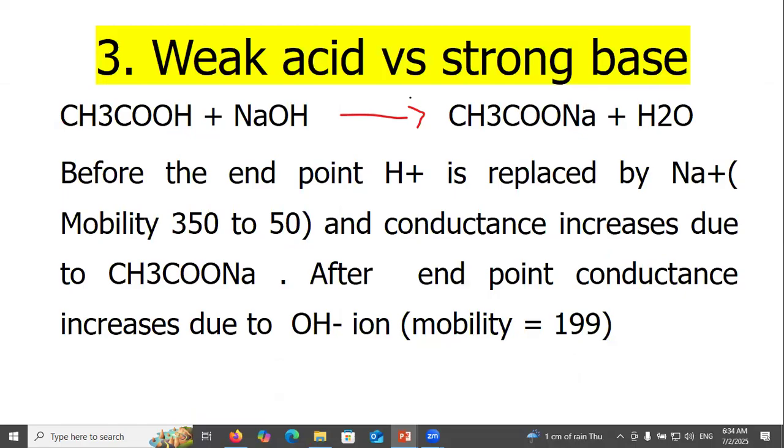Weak acid versus strong base, acetic acid and sodium hydroxide. Before the end point, H+ is replaced by sodium, mobility 350 to 50, and conductance increases due to sodium ethanoate. After the end point, conductance increases due to hydroxide ion mobility.